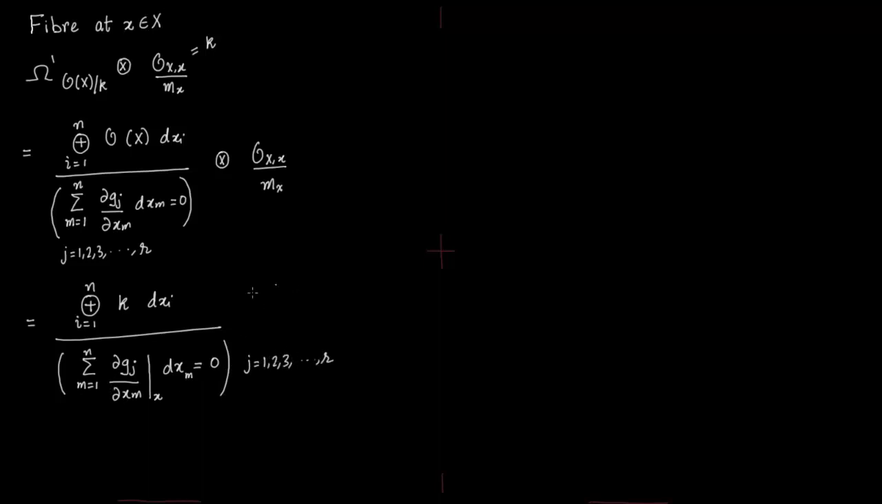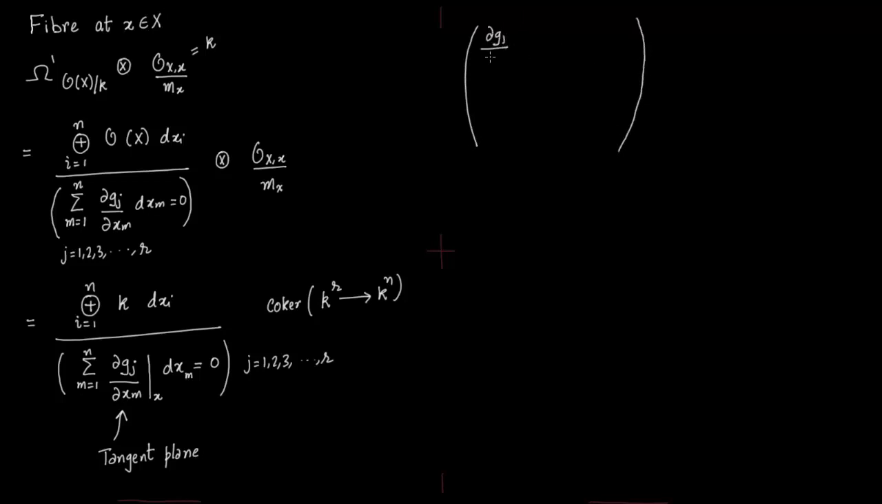So what does this look like? This is nothing but the co-kernel of the map from k^r to k^n. So let us write this more explicitly. These are just definitions of the tangent planes of the polynomials which define X. So g1, g2, g3, g4 all the way to gr define X. Let us see how this looks.